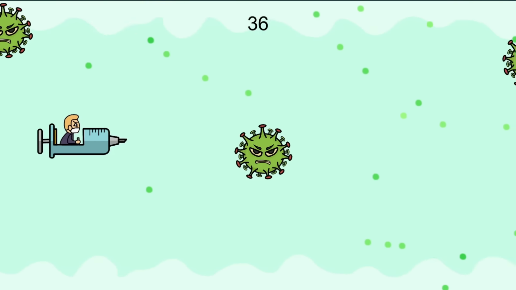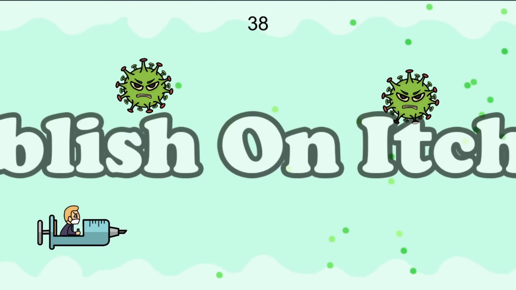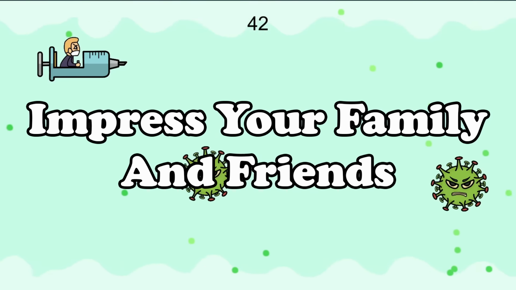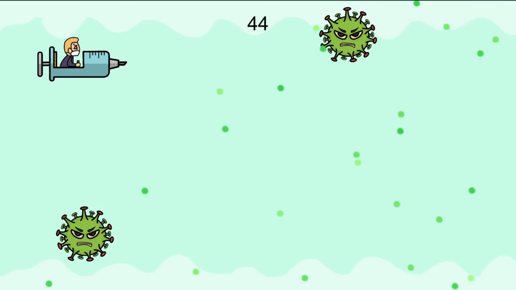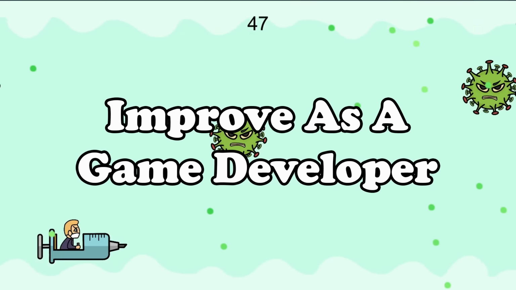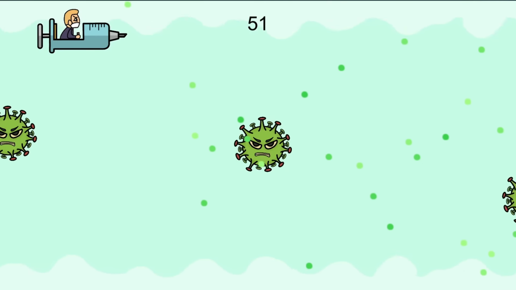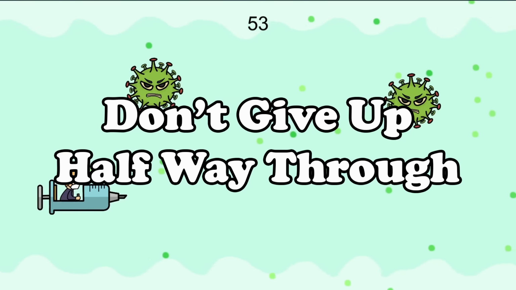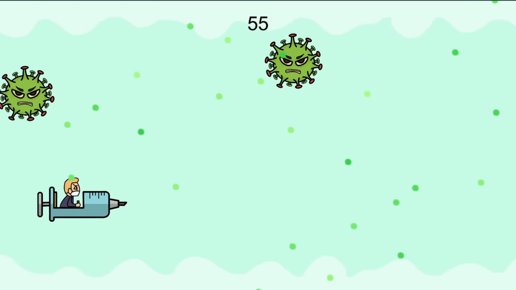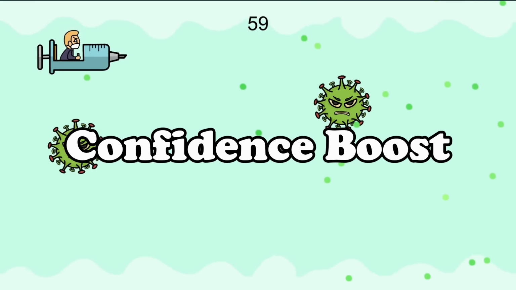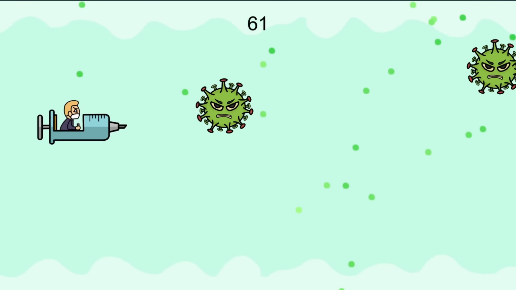After we have finished developing the game, you will learn how to publish your game on itch.io, and you can ask your family and friends to try it out. Impress them and get feedback so that you can improve as a game developer. I encourage you guys to finish the entire game creation process and don't give up halfway through. I promise you by the end of this tutorial, you will have a huge confidence boost as a game developer. Alright, let's begin.